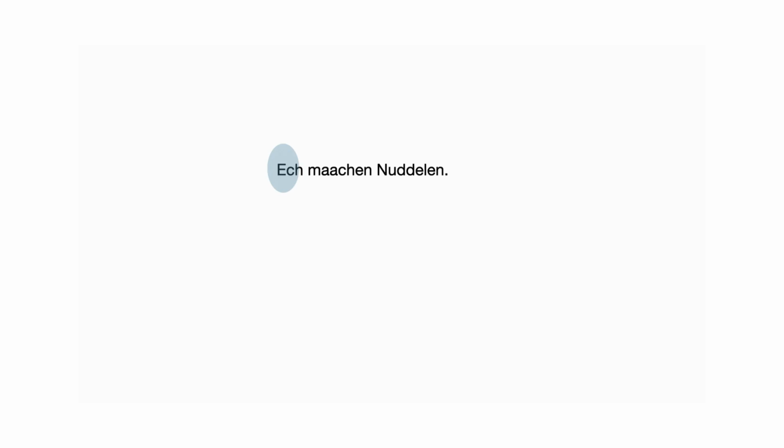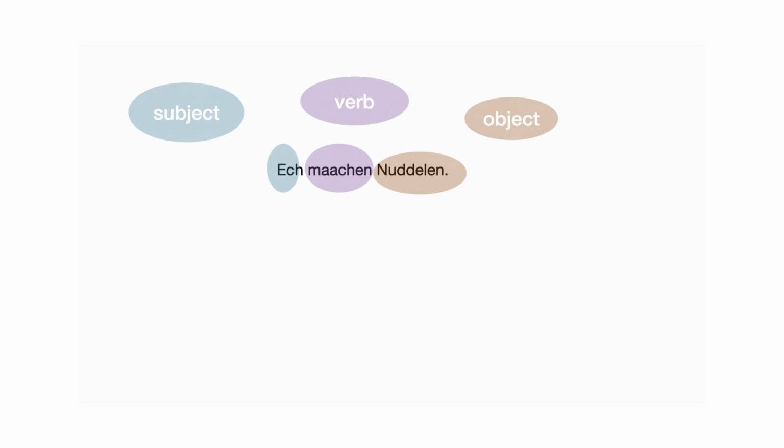Let's look at a Luxembourgish example sentence now. Using the Luxembourgish sentence, ich mache Nudeln, where ich is the subject, machen is the verb in the present tense, and Nudeln is the object of the sentence. Wat mache ich? Ich mache Nudeln. To turn it into a passive sentence, we're starting with the object Nudeln.